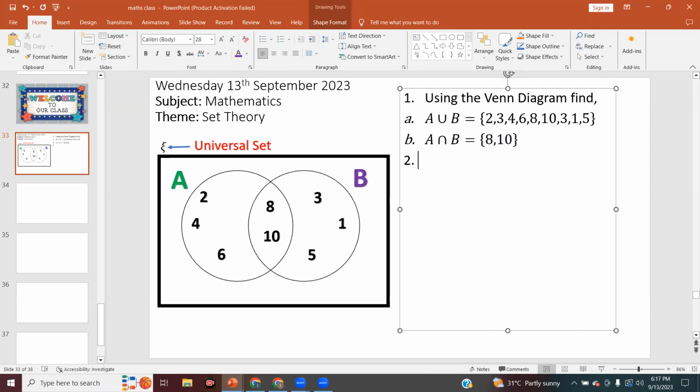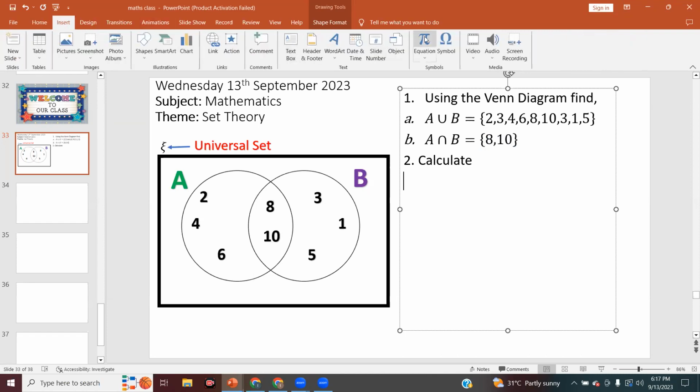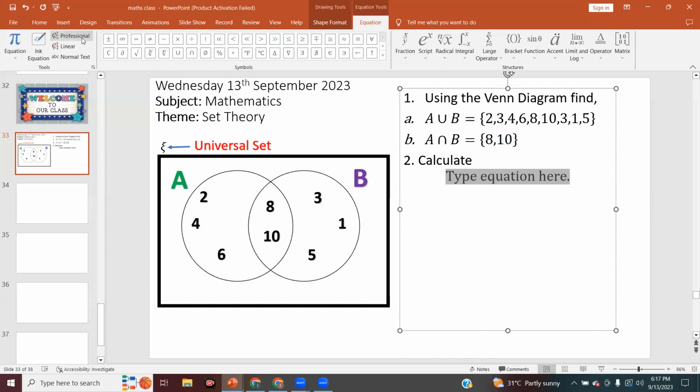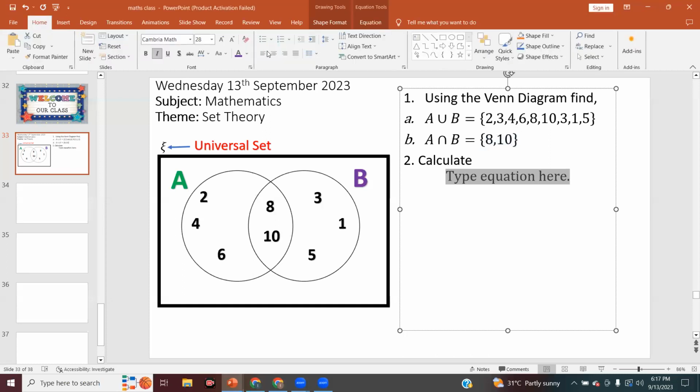For number 2, I want you to calculate the number of elements that are in A. Santos, what is the number of elements that are in A? The number of elements in A. Santos.